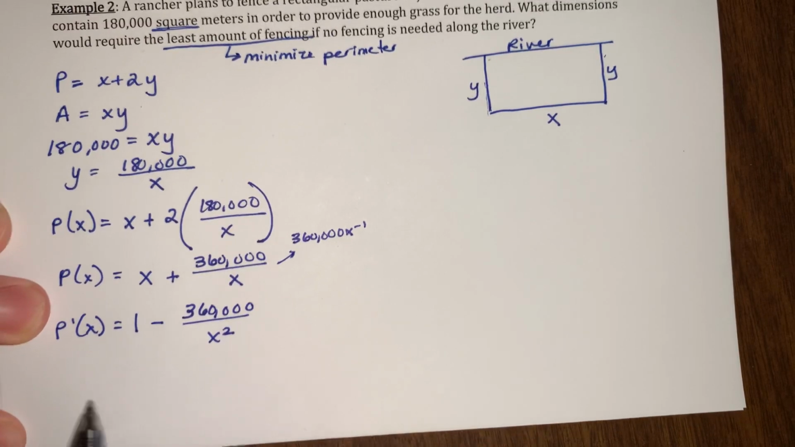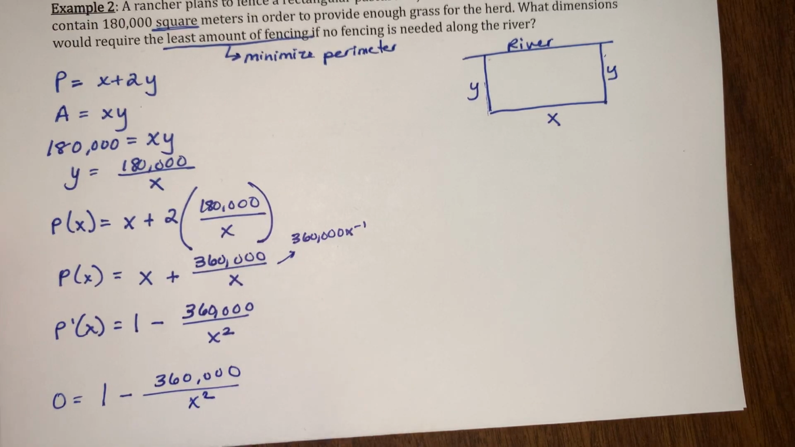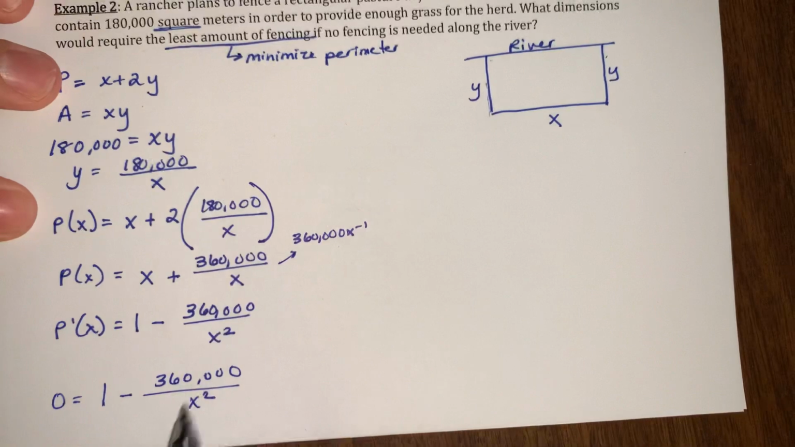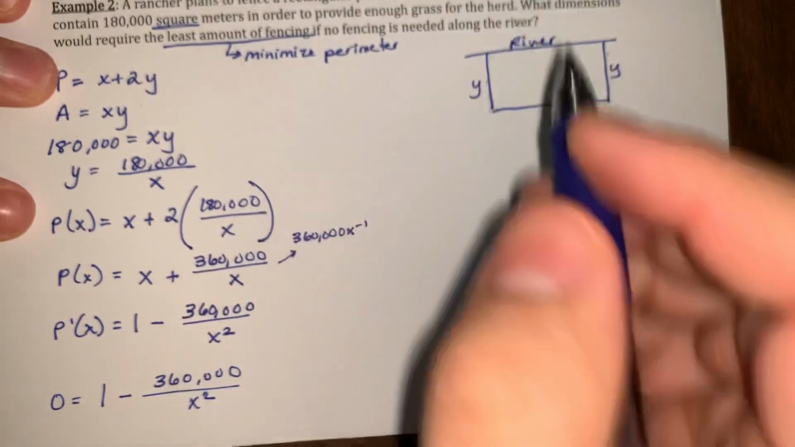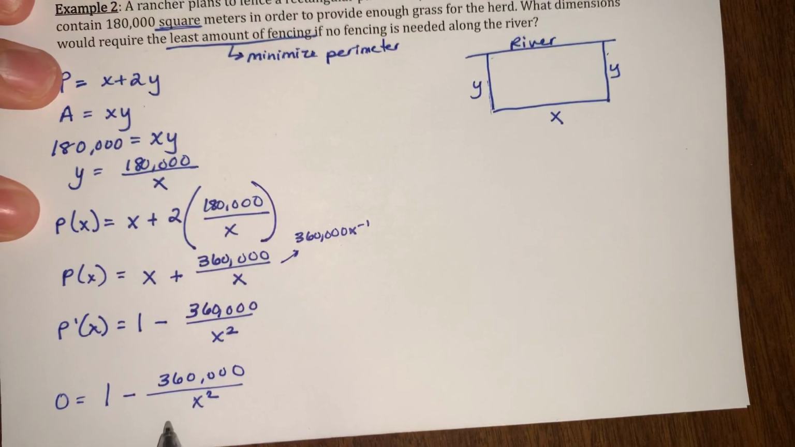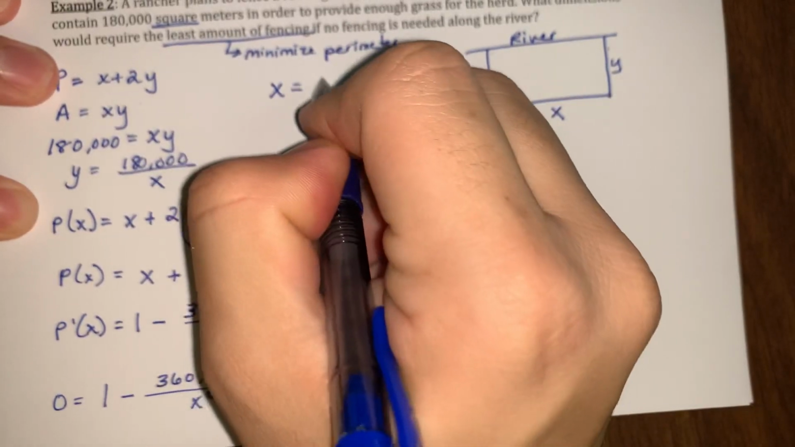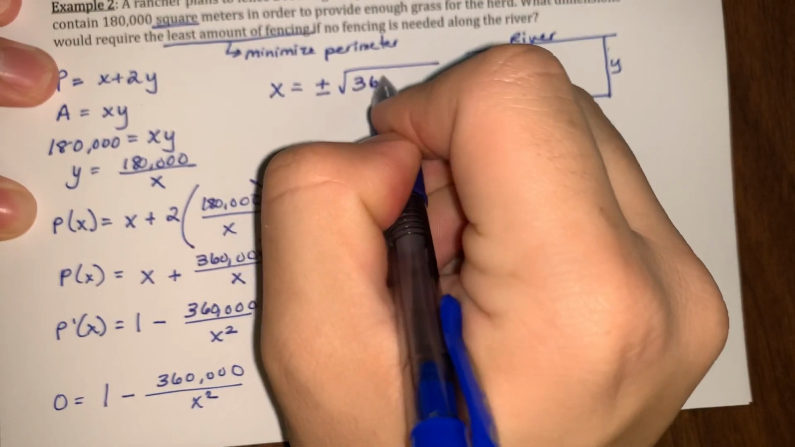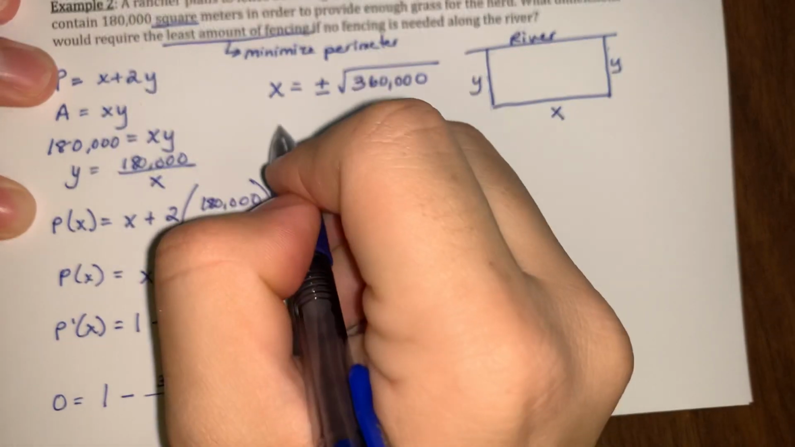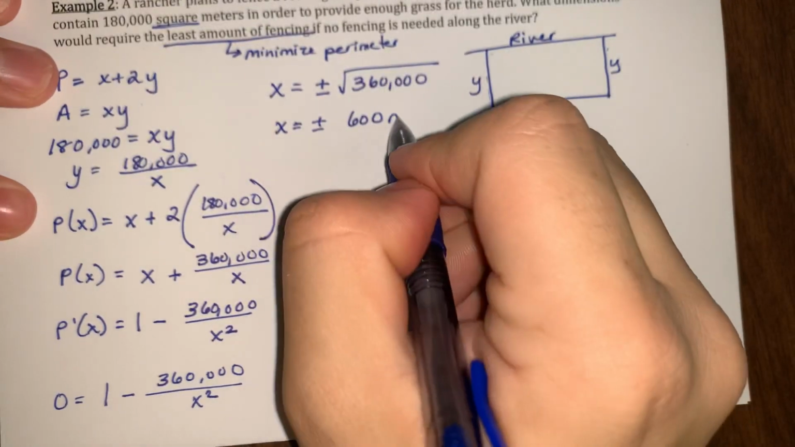So I'm going to have 0 is equal to 1 minus 360,000 over x squared. I'll rush through this next step because we know how to add this to the other side and get x by itself. When I do that, I'll cross multiply and I'll have x squared is equal to 360,000. So x is equal to plus or minus the square root of 360,000, which is plus or minus 600 meters.